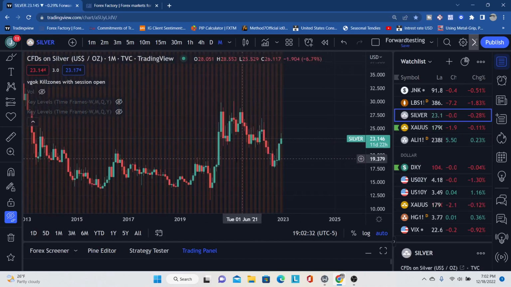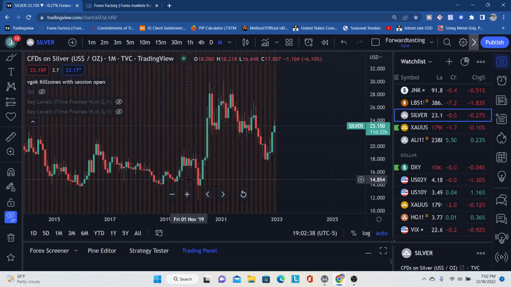Silver is in a similar boat, finding support from here, rallying up, coming into monthly resistance, and could be pushing back down to these lower $15 areas.